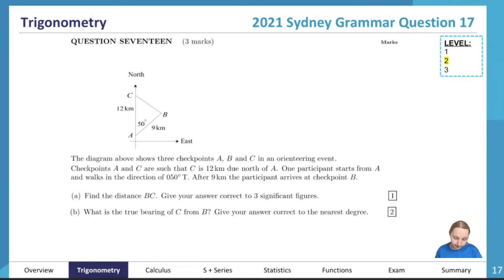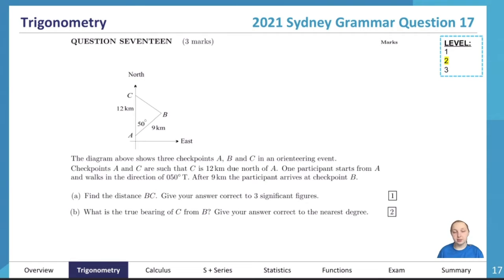So yeah, I've said they've been pretty nice in that they've given you the diagram and you don't have to draw it. If they hadn't given you the diagram, I would still say it's super important to draw it so that you know what you're actually looking at. And I think drawing it helps you get a really good idea of what you're actually being asked to find for parts A and B.